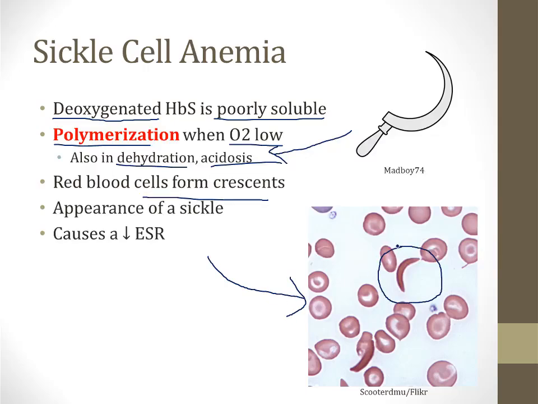And when this disorder was first described, people thought that the crescent cells looked like a sickle. If you don't know what a sickle is, it's a farming instrument used to chop down wheat. So people thought these cells looked like sickles, so they called it sickle cell anemia.